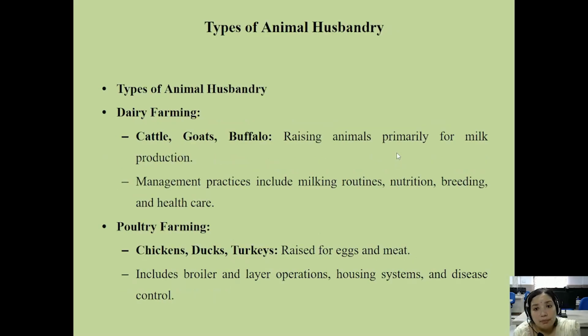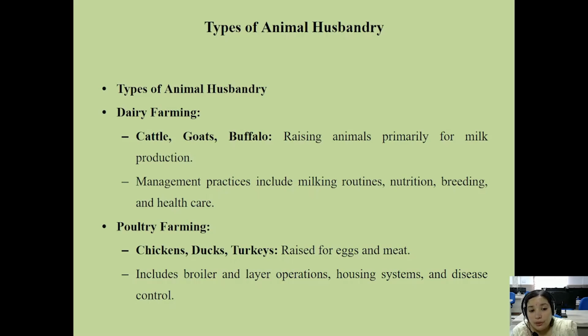Then types of animal husbandry. Dairy farming: cattle, goats and buffaloes are raised primarily for milk production, for domestic and commercial purposes. Management practices include milking routines, nutrition, breeding, and healthcare for these cattle, goats, and buffaloes.